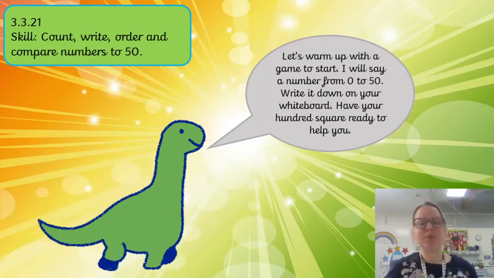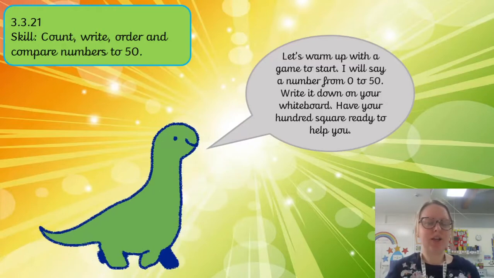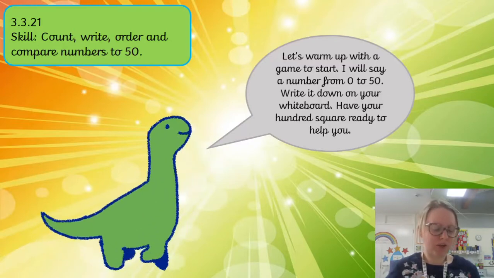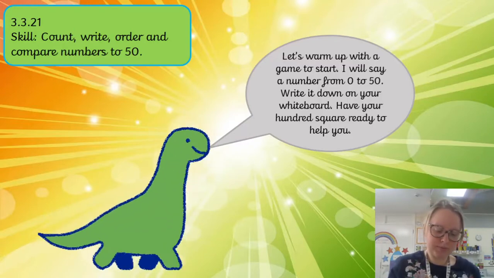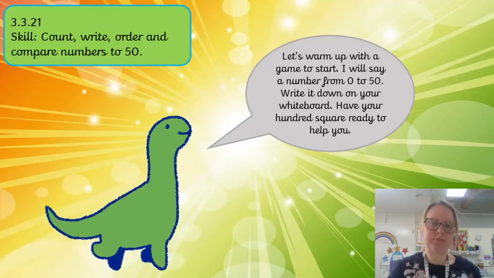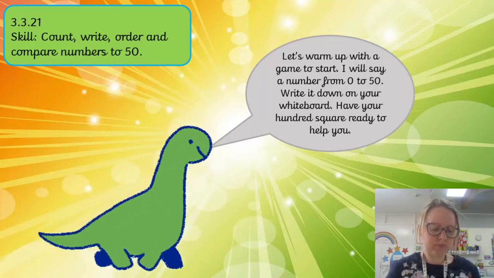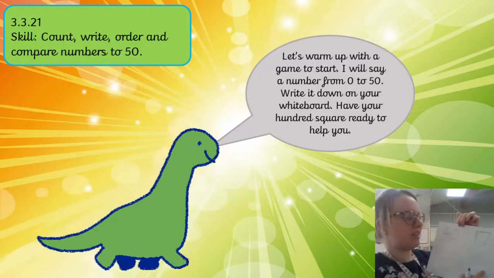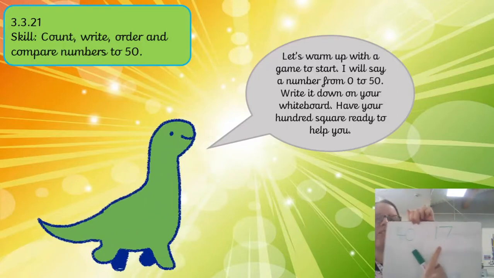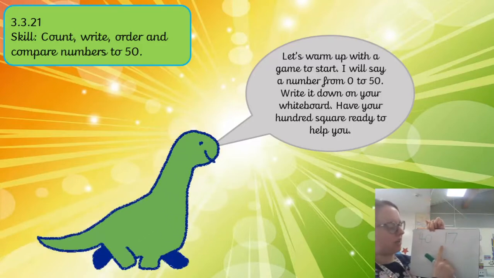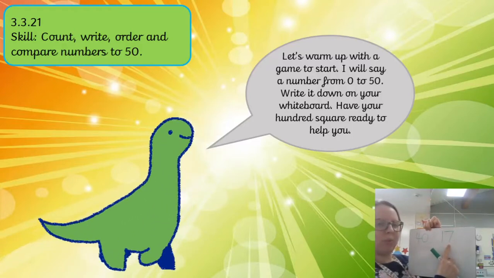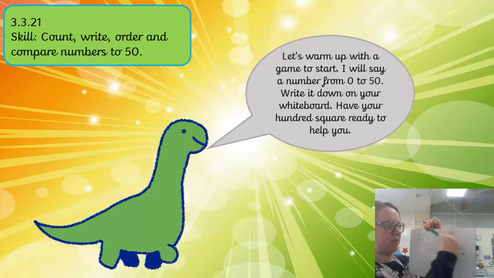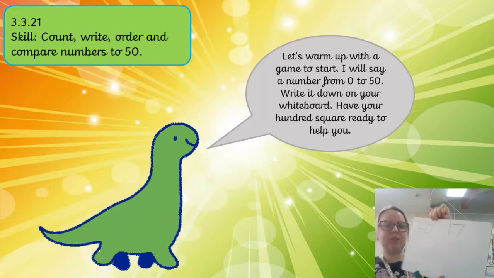The next number I'd like you to write is 17. Can you write number 17 for me? Let's check your answer. Number 17. 17 is 1 ten and 7 ones. 17. It has a 1 and a 7.